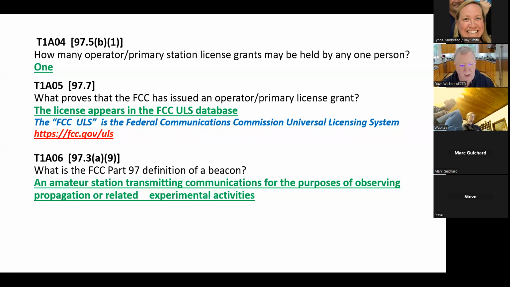All right. Question 06, next question. What's the definition of a beacon? Well, when you see FCC Part 97 as part of the question, they're asking you, what does an amateur radio service beacon mean? A beacon is a one-way radio transmission that's used for the purposes of observing propagation and other experimental activities.